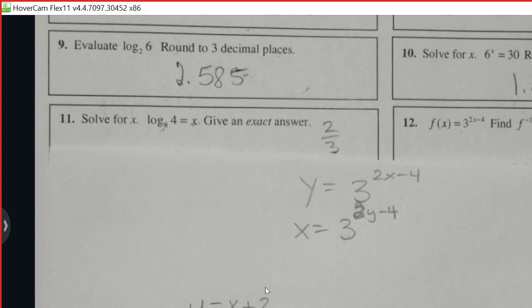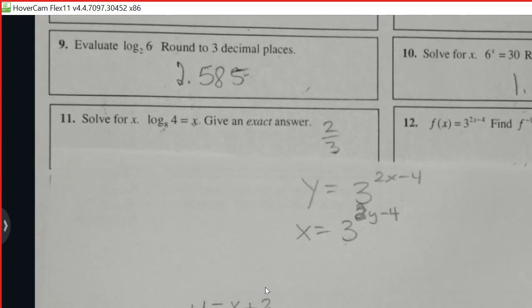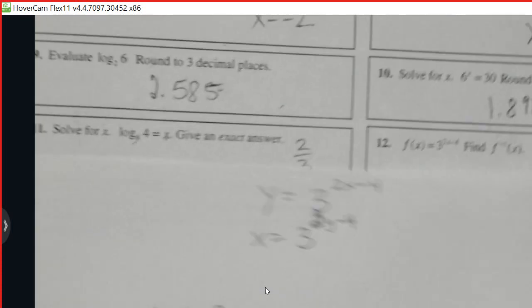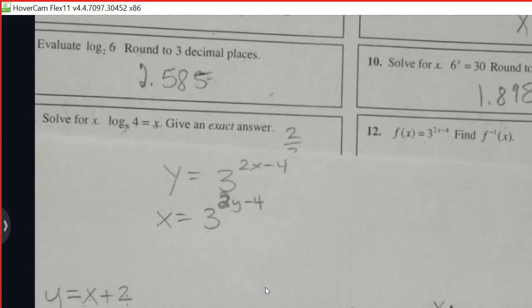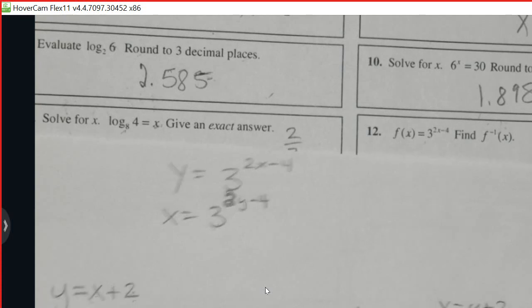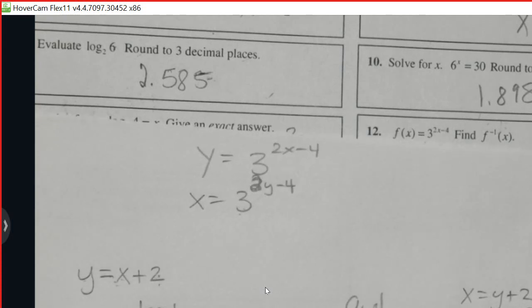Okay, so if I input 1 plus 2, I'd get an output of 3. If I input 2 plus 2, I get an output of 4. If I input 3, I get an output of 5. Okay, now let's figure out what is the inverse of this. This will be very simple math. So I switch the x and y. I subtract 2 and I get x minus 2 equals y. This is the inverse.